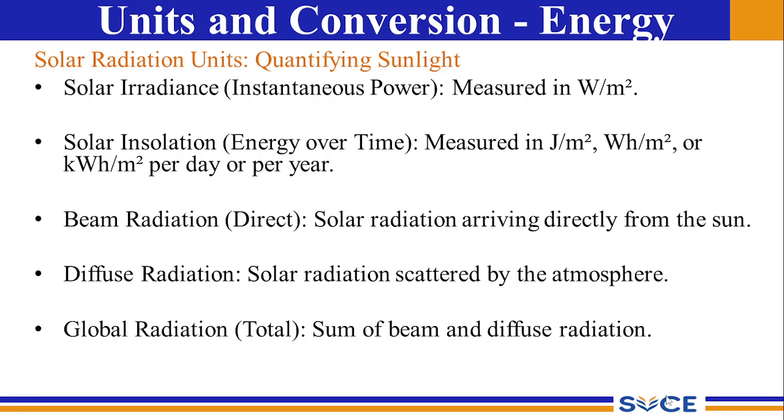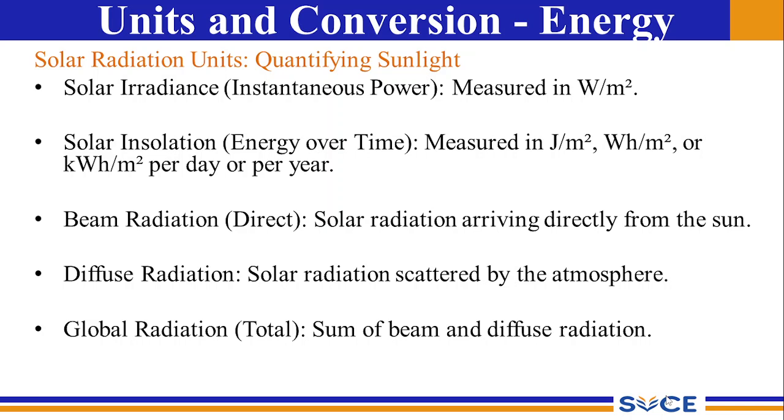The third one is beam radiation, which is the direct amount of energy which is obtained from the sun. So it is the solar radiation arriving directly from the sun. Fourth one is diffuse radiation. So any radiation which comes from the sun, a part of it gets reflected back and only a part of it gets diffused through our atmosphere and reaches us. So it is the solar radiation scattered by the atmosphere. And the last one is global radiation, which is the sum of beam and diffuse radiation.